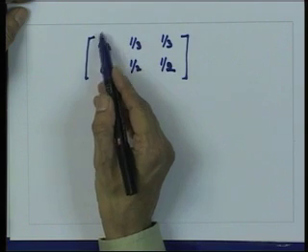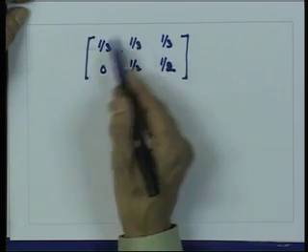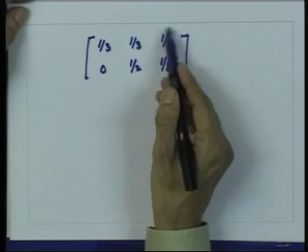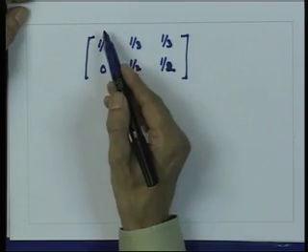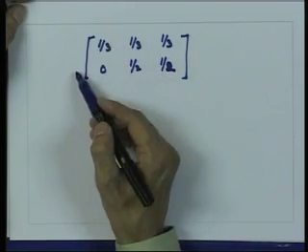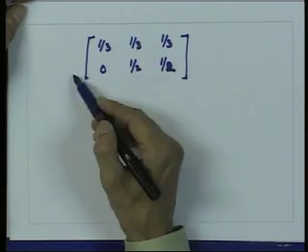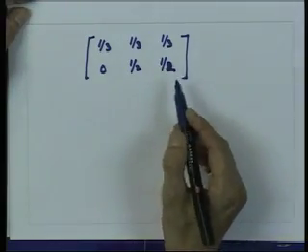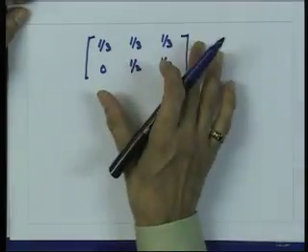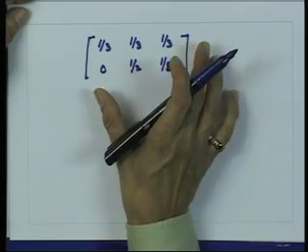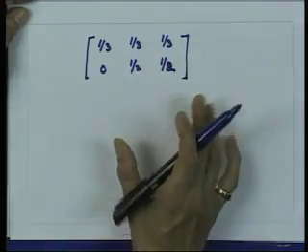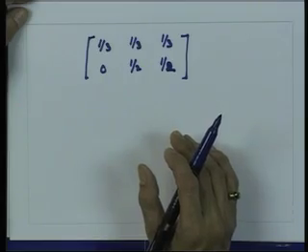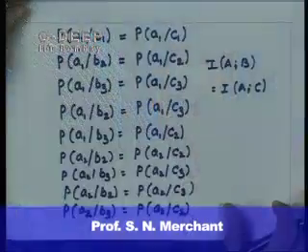So probability of C1 given A1 is this, probability of C2 given A1 is 1/3, probability of C3 given A1 is again 1/3, and probability of C1 given A2 is 0, probability of C2 given A2 is half, and probability of C3 given A2 is half. So, we can use this equivalent channel matrix to find out the backward probabilities and probabilities of C, and we can show that this relationship is valid.